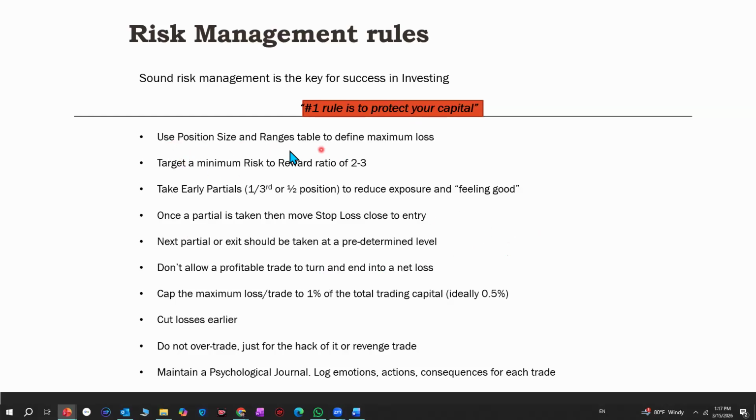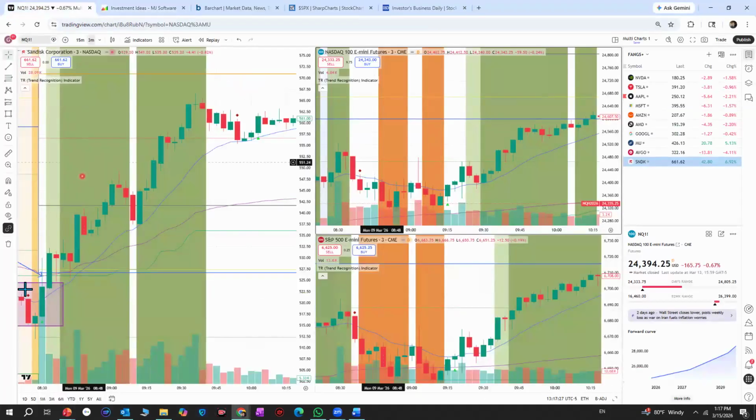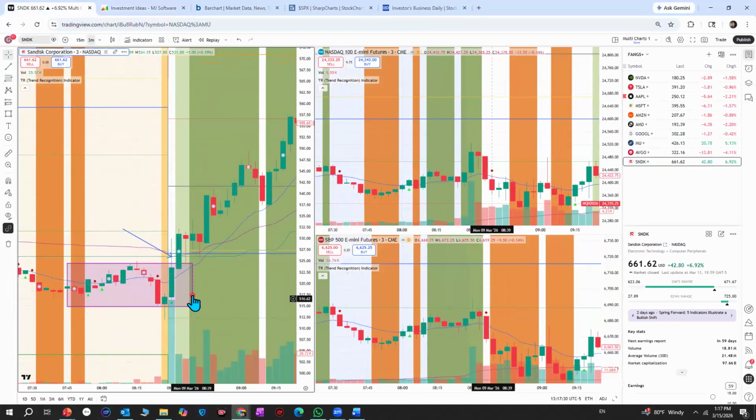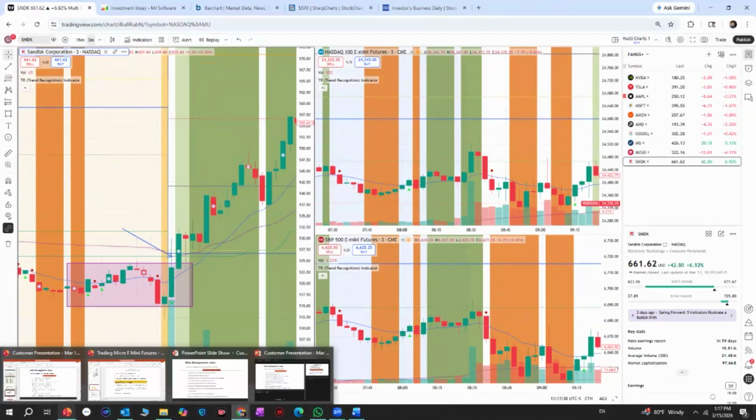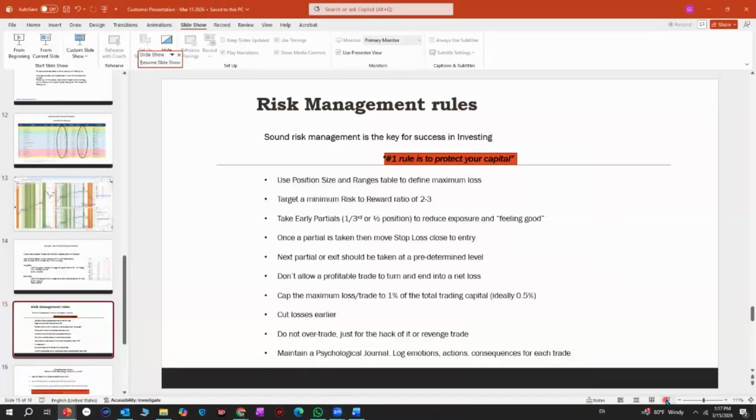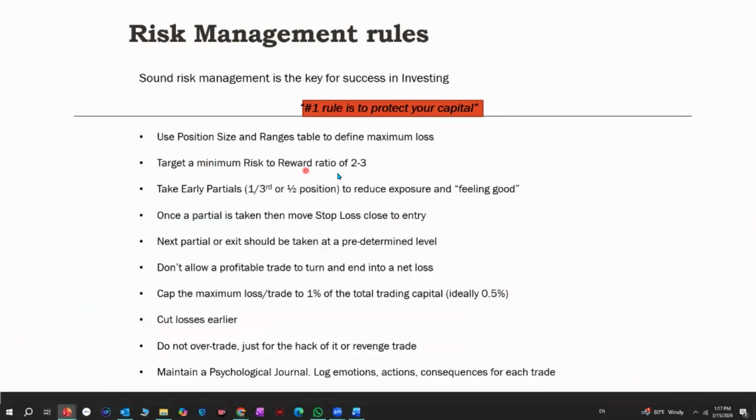Use position size and ranges to define risk. That's what we were doing, defining our trading range. Remember those rectangles on this chart, these are the trading ranges and trading zones we were defining. These are the areas of support, and this is exactly what we were doing here. And target a minimum risk to reward ratio of 2 to 3. I would say do not day trade unless you have a risk to reward ratio of 1 is to 3, 3 times reward. Take early partial profits, maybe one third or half of the position, to reduce exposure.